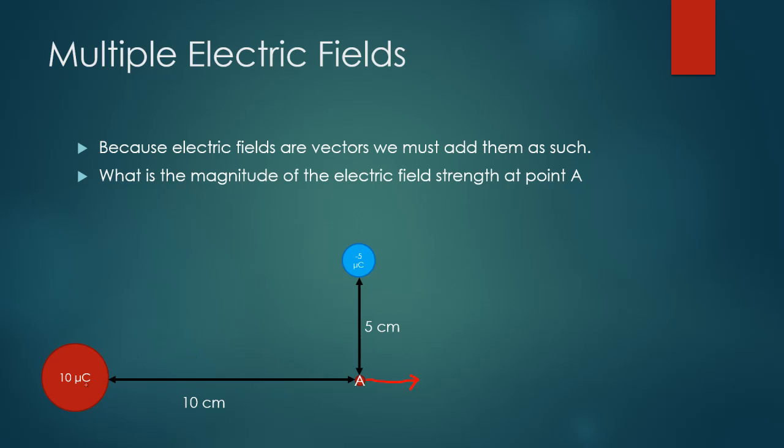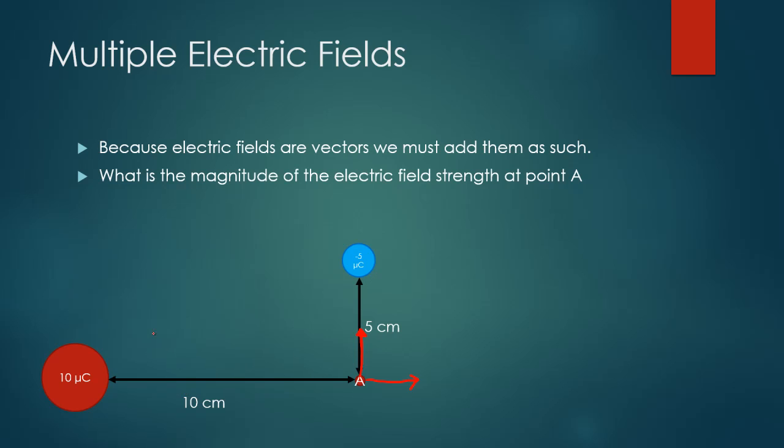So I need to figure out, what is the electric field strength here at A from the 10 microcoulomb? And if I look here, these are both positive, so it's going to be repulsive, so that's why I drew my arrow there. And then I have a negative charge here and a positive charge there, and so this is going to be an attractive force, which means it's going to be an attractive electric field strength. So let's start. We need to figure out the electric field strength from both of these particles on point A.